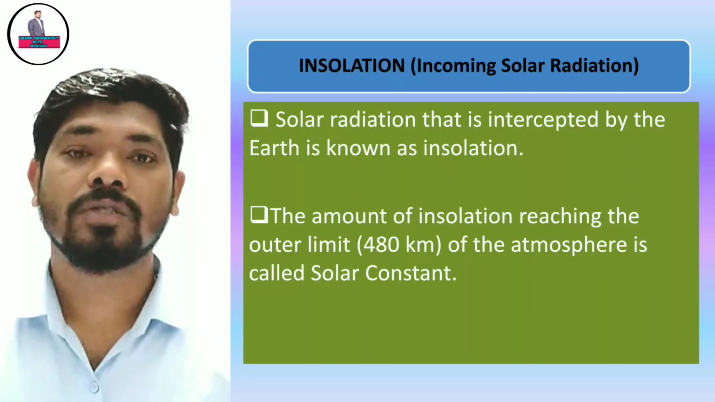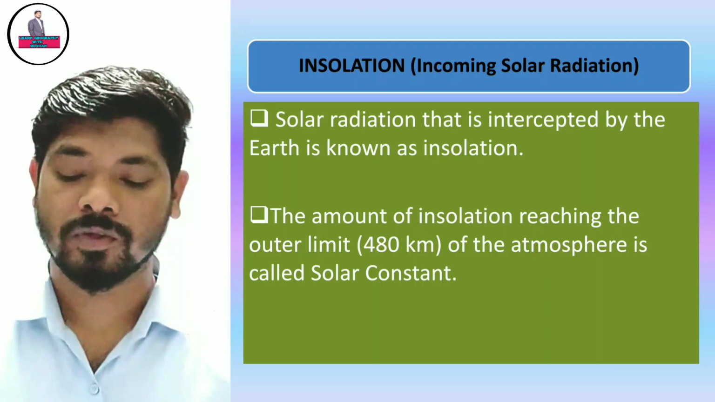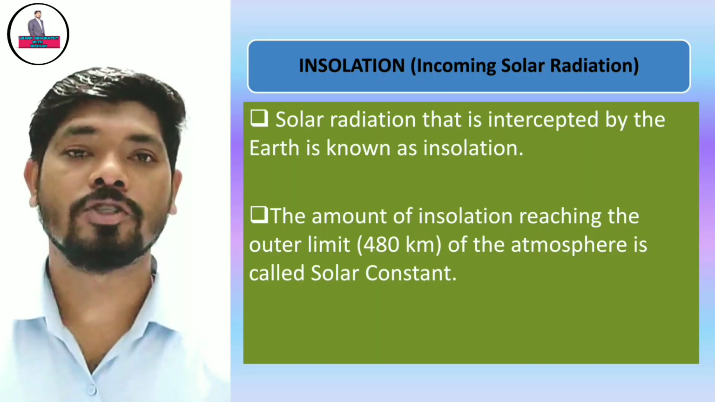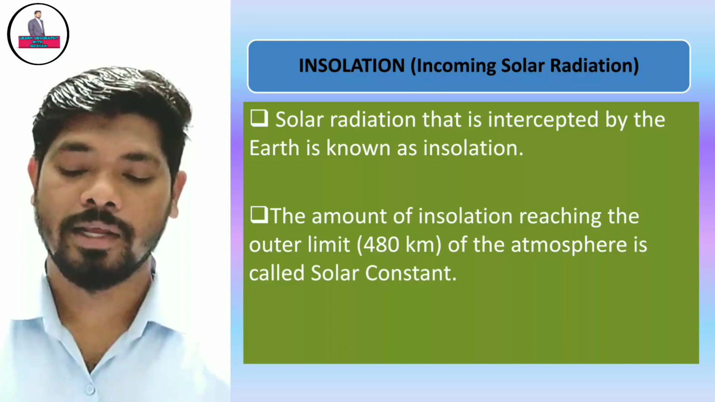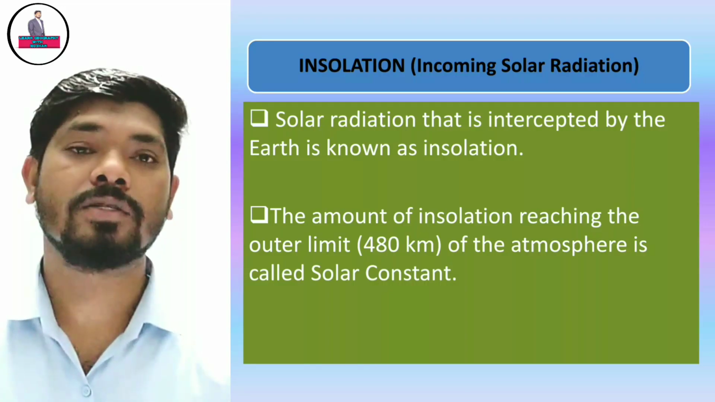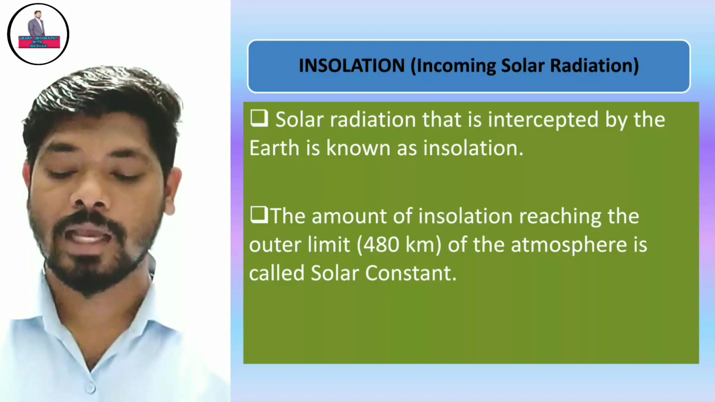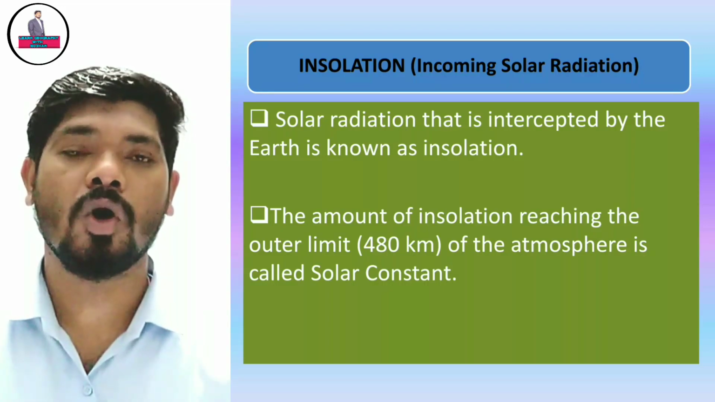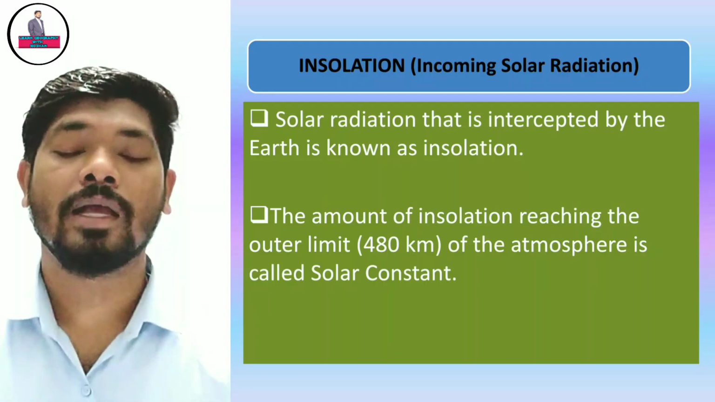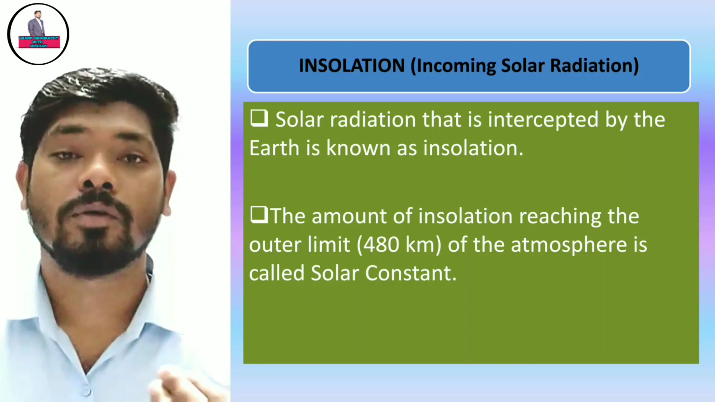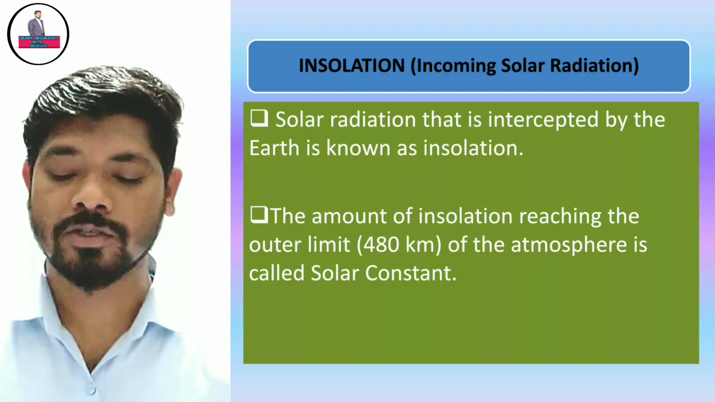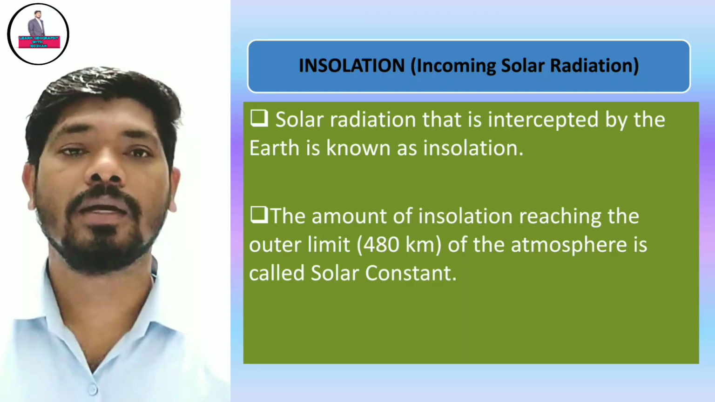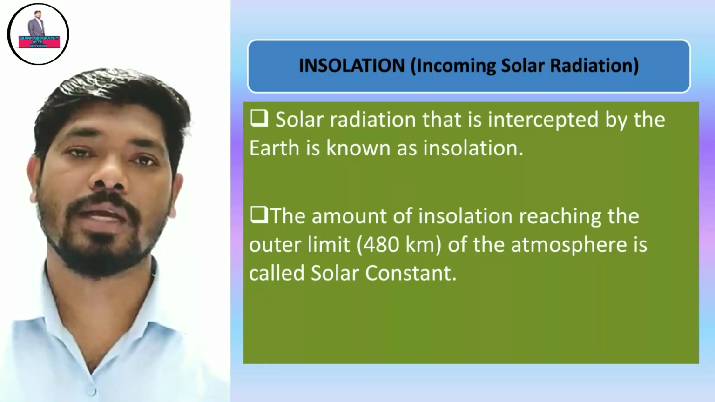Insolation is known as incoming solar radiation. Solar radiation that is intercepted by the earth is known as insolation. The amount of insolation reaching the outer limit of the atmosphere, up to about 480 kilometers, is called the solar constant. The limit area of 480 kilometers in the atmosphere is known as the solar constant.